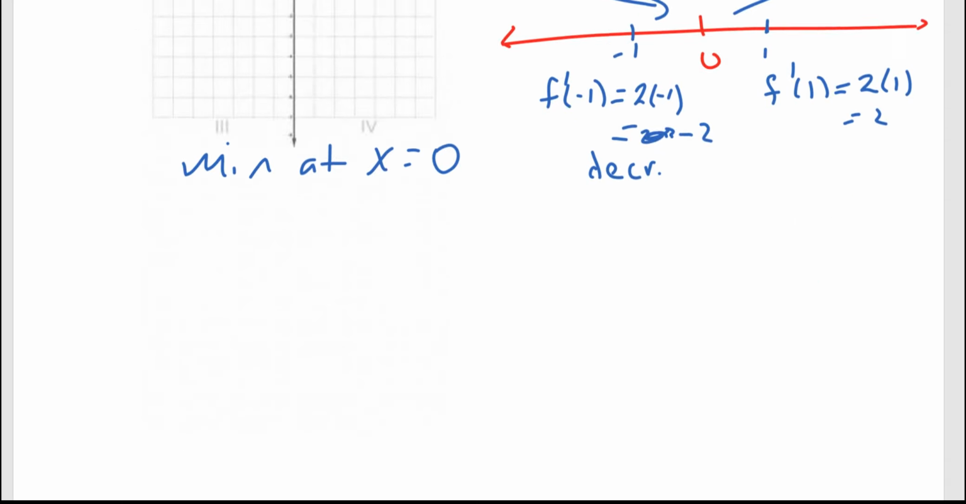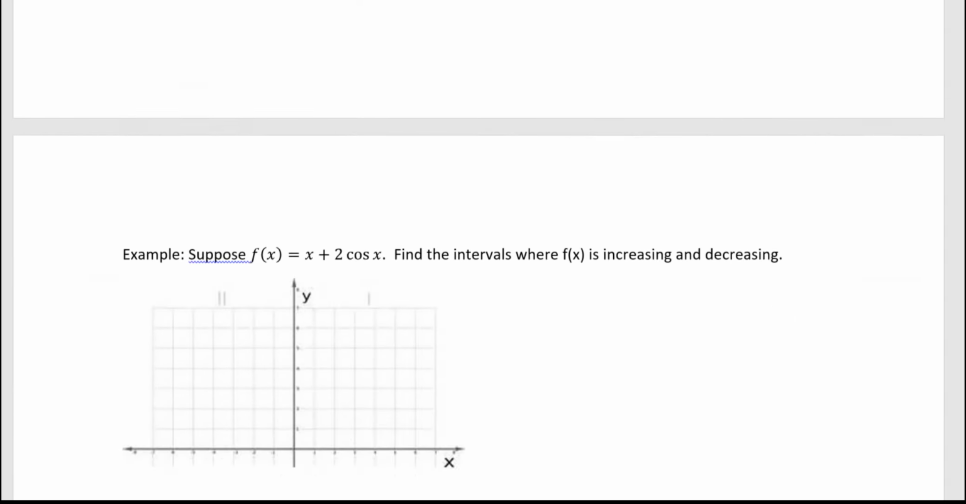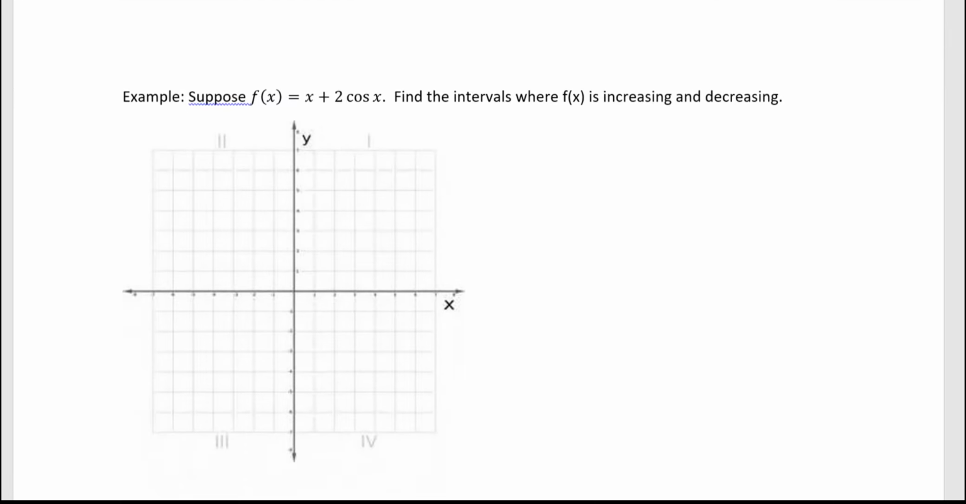Now if we go back to our super cool funny graph, and again, I cut and paste stuff and then forgot to change the wording. Find local extrema.